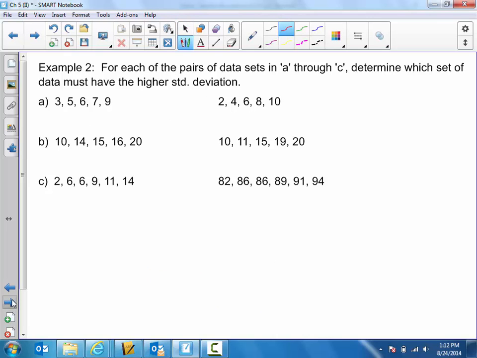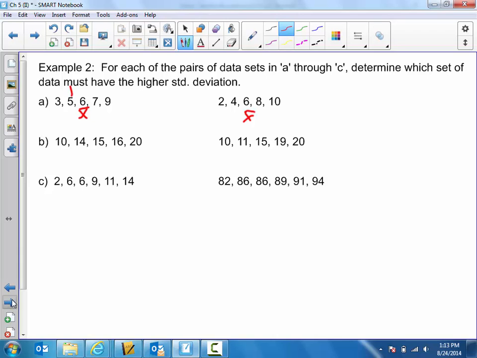All right, example 2. For each of the pairs of data sets in A through C, determine which set of data must have the higher standard deviation. Well, to do that, we first need to know where the mean is. You could add up these data values and check for yourself, but X bar is right here at 6 for the first set of 5 data values. X bar is at 6 for the second set of 5 data values. We know the standard deviation is a measure of how far the data values tend to be from that mean.